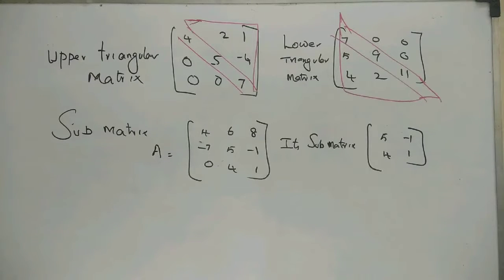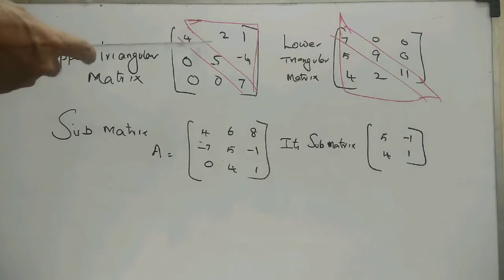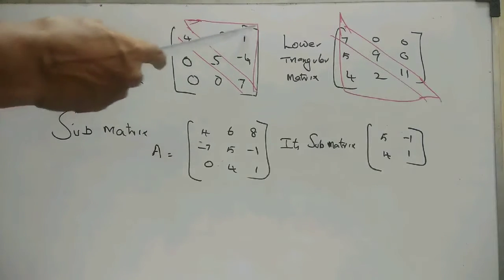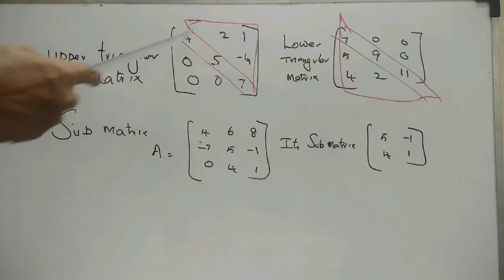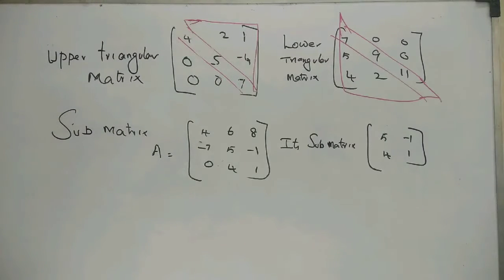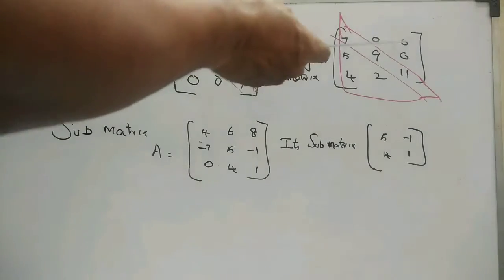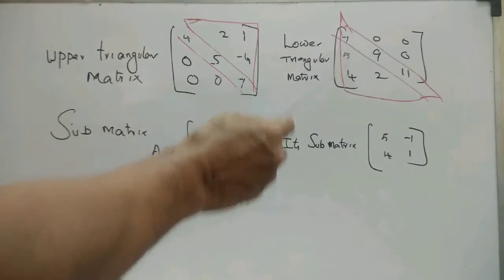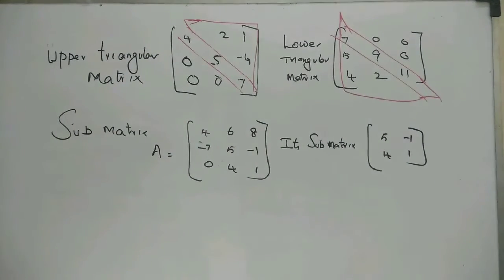Upper triangular matrix and lower triangular matrix. Upper triangular matrix, all the elements below the main diagonal are 0. So it forms a triangle like this. So this is a triangle, isn't it? So in the upper portion we are finding a triangle, so we call it upper triangular matrix. Similarly we can go for lower triangular matrix. In that case all the elements above the main diagonal will be 0. Otherwise we will be getting a triangle here on the lower side. So this is a lower triangular matrix.